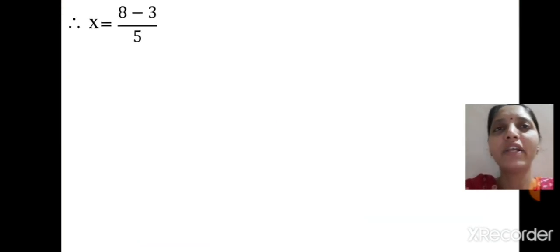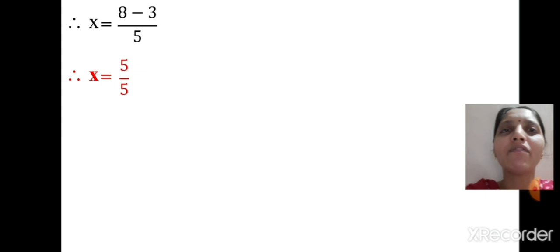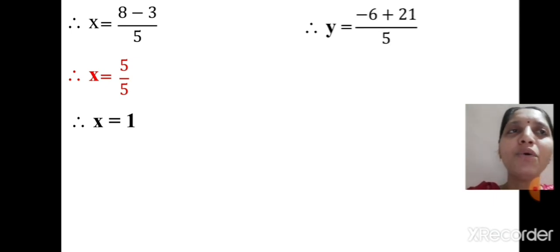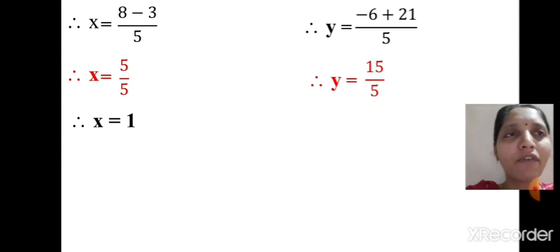Now let's simplify this. You will get x is equal to 8 minus 3 upon 5. That is equal to 5 upon 5. So you will get x is equal to 1. Now let's see about the y coordinate. Y is equal to -6 plus 7 into 3 is 21 upon 5. Therefore, y is equal to -6 plus 21 is 15 upon 5. So you will get y is equal to 3.